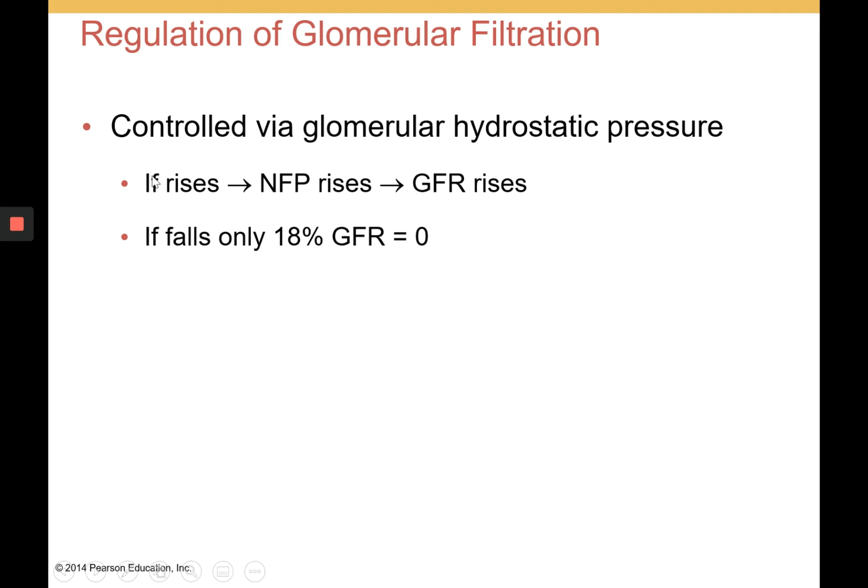An increase in hydrostatic pressure increases the amount of pressure that pushes fluid out of the glomerulus into the capsular space, so therefore that's also going to affect the filtration rate of fluid moving through the nephron. And we see the opposite occur if hydrostatic pressure falls. But if it falls only 18%, so that's not much at all, GFR will immediately go to zero. So that's why it's really important for us to intrinsically control glomerular filtration rate so that glomerular hydrostatic pressure is not negatively affected.